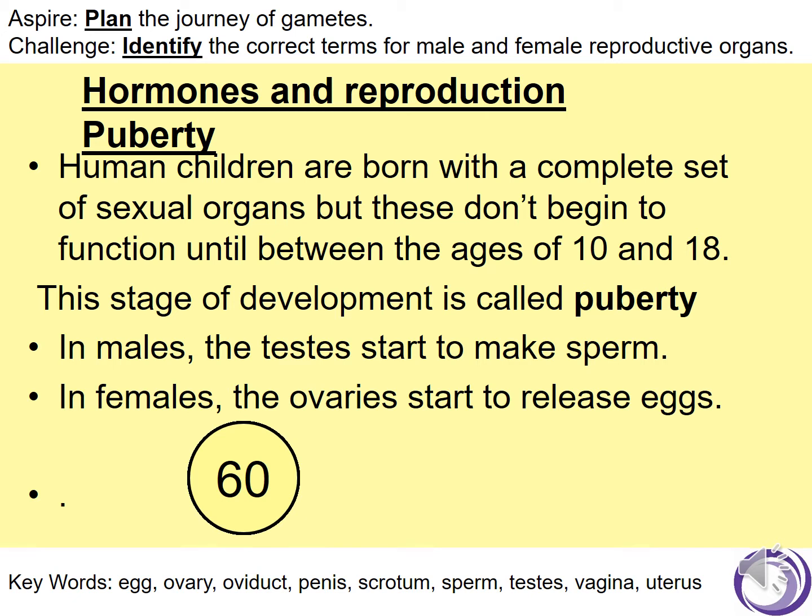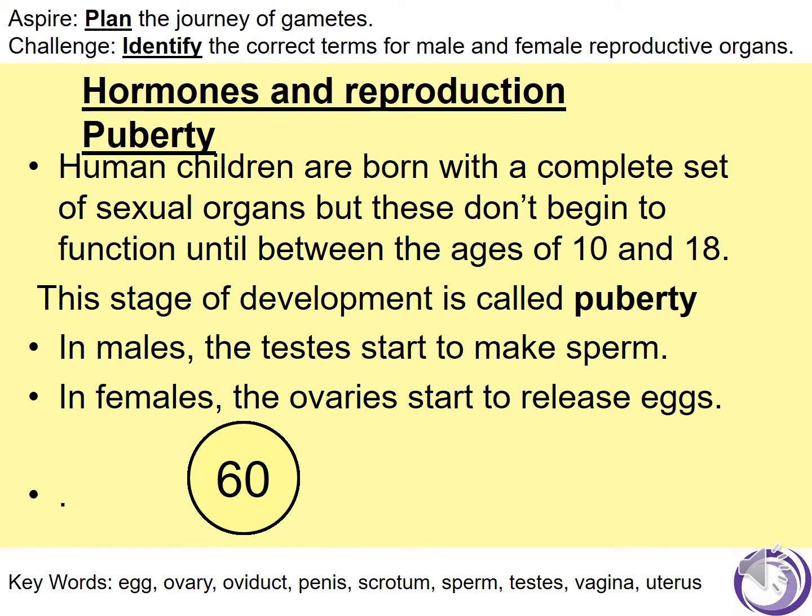Now, if we just stop for a moment before I give you time to write these notes down, look at the key words at the bottom of the page. We have egg, which is a female reproductive gamete or sex cell, which is released from the ovary. Then we have a word oviduct, which is part of the female reproductive system. Then we have the male sex organ, which is the penis, and we have then parts of the male reproductive organs like scrotum, this male sex cell or gamete called the sperm, the testes where the sperm is released from.